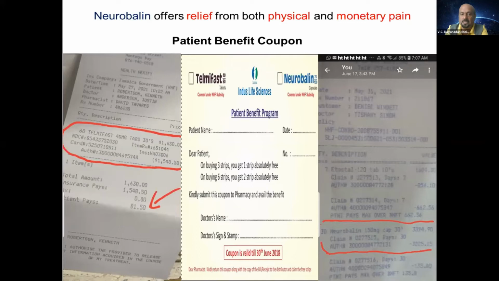For every 30 pills, they get 10 free. If the patient fills in 60 pills, that is for 2 months, I could say, they'll get 3 weeks of the drug completely free, apart from the NHF subsidy. So that's our Neurobalin.